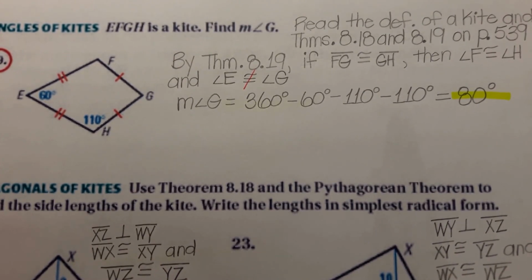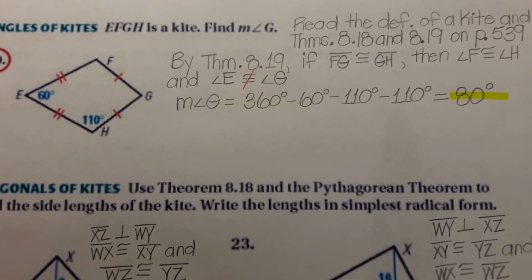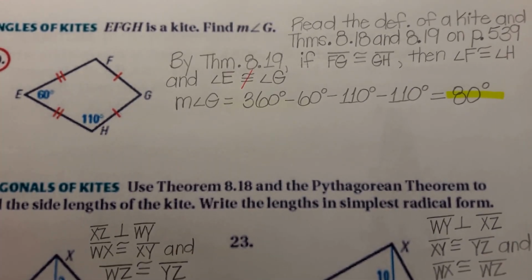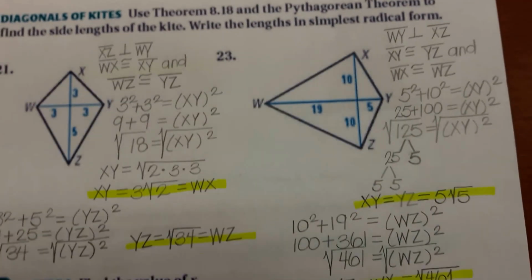So when you're looking at the angles of a kite, just know you're going to have three different angle measures for a kite. One part of the kite, the angles are going to be the same, and the other two parts are going to have two totally different numbers.